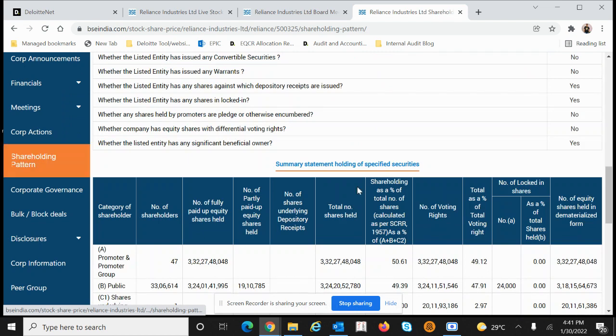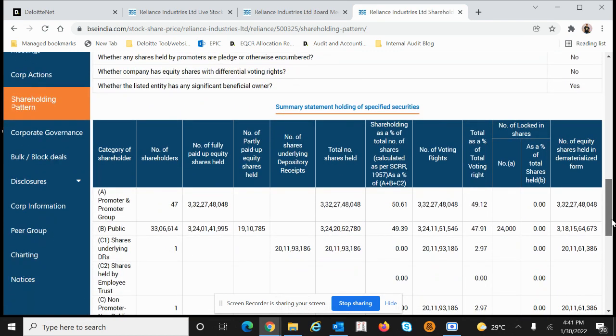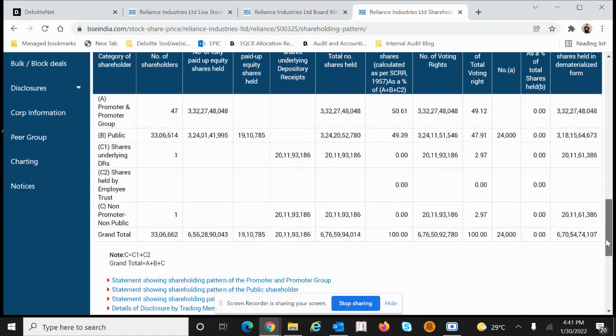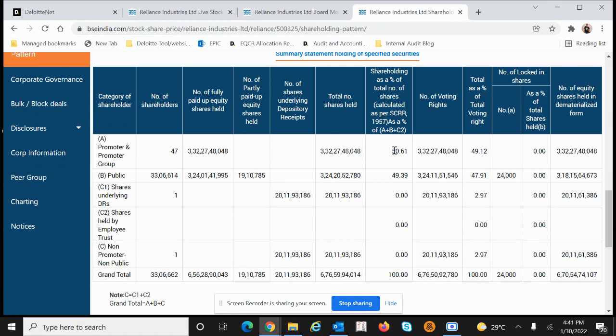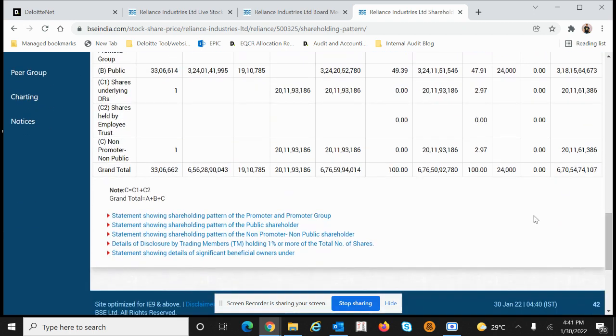Next is the shareholding pattern. By shareholding pattern, I mean the percentage of holding held by the promoter group and the percentage of holding held by the public group. Here you can see the promoter holding is around 50.61 percent, and the public shareholding is 49.39 percent, and the total is 100 percent.